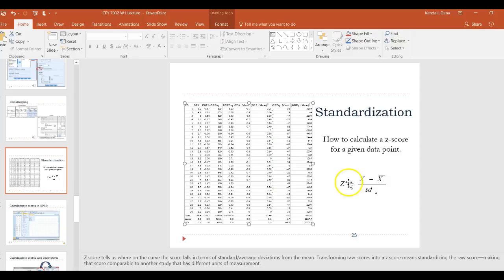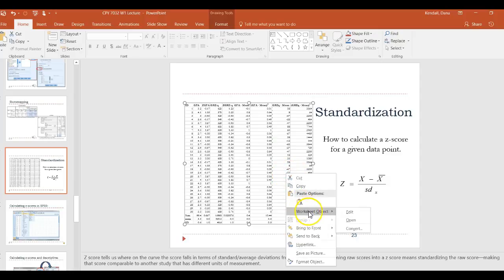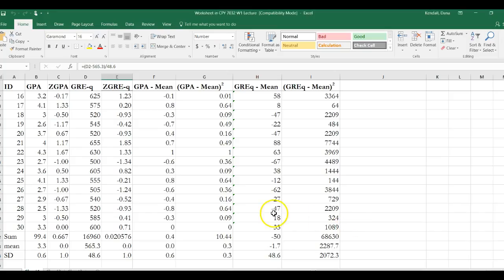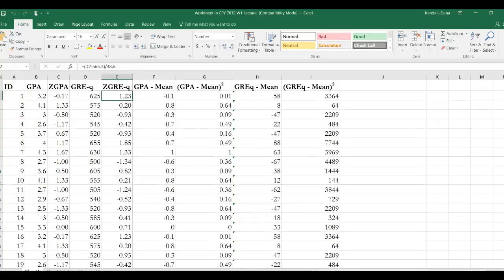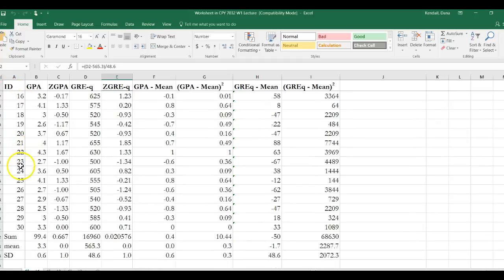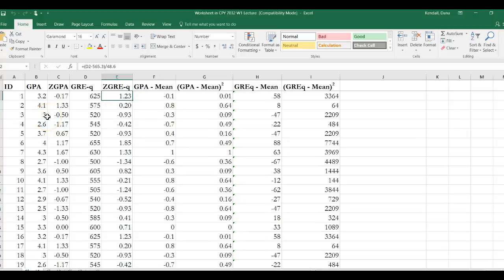That's all it does. So what I'm going to do is left click, then right click, and then worksheet object open. And that's going to give us what I have here. I put the ID of the participant here. That doesn't really mean anything. There are about 30. And this is the same data set that we've been working with where we want to predict a person's GPA from their GRE quant score, basically.